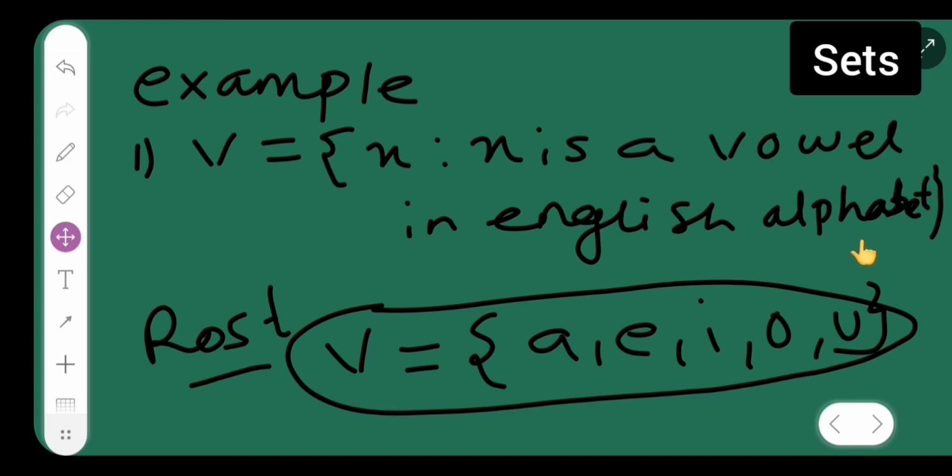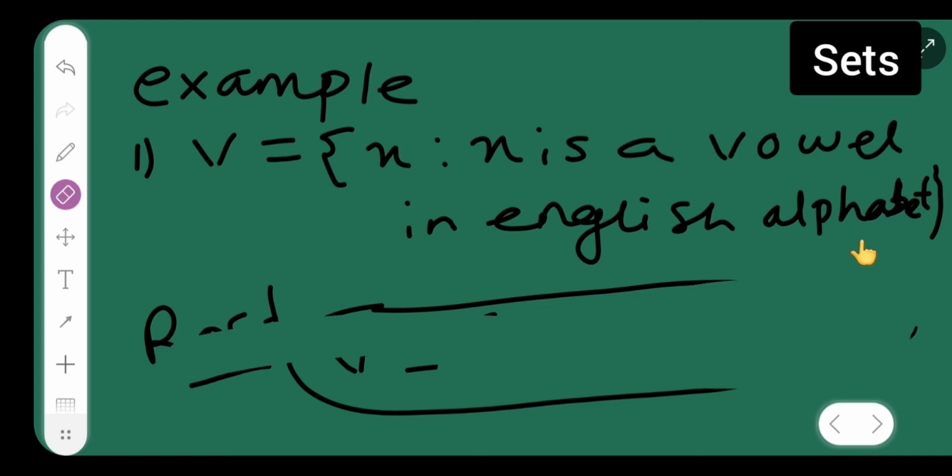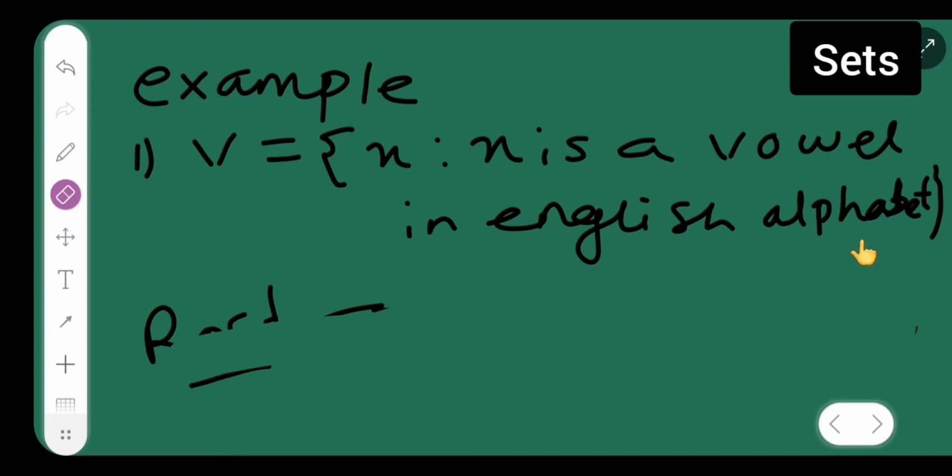So it's very easy. We are not writing the elements here. We are telling the property. Suppose if there are many elements to represent, it is a little bit difficult to represent, right? So that is when we use the set builder form. It's very easy when the set is too big, that time we use this method, set builder form. So let me give you all some examples or some exercise problems.